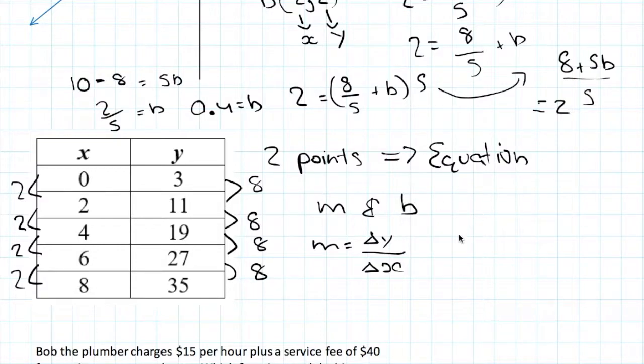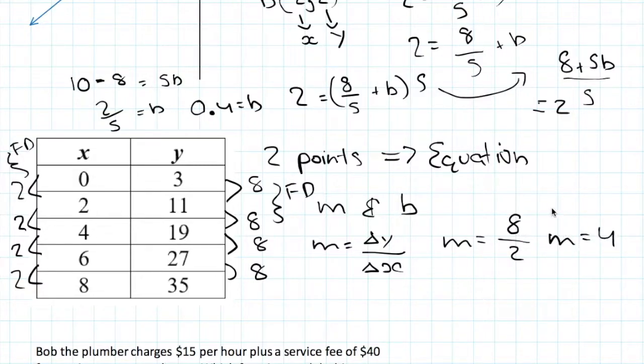So we can say m is equal to delta y, which was 8, right, over delta x, which was 2, as the first difference was 8 in the y column, and the first differences were 2 in the x column, right? They're both basically the first differences. So we can say m is equal to 4.